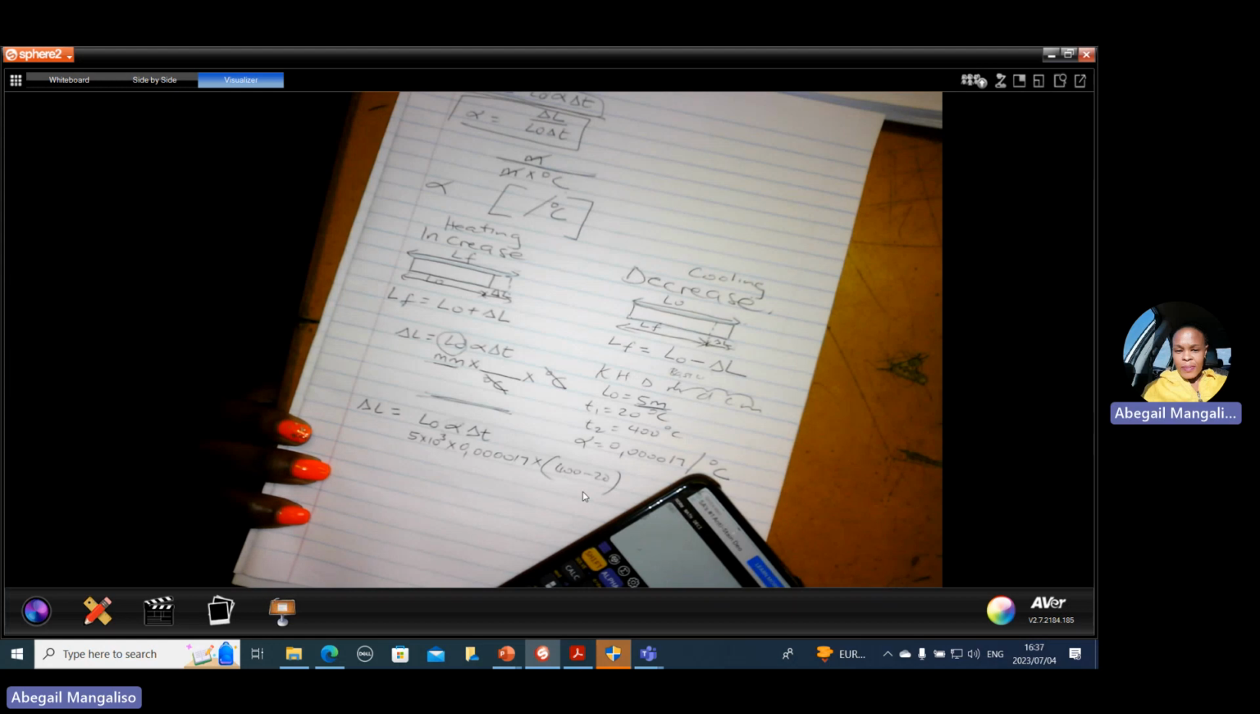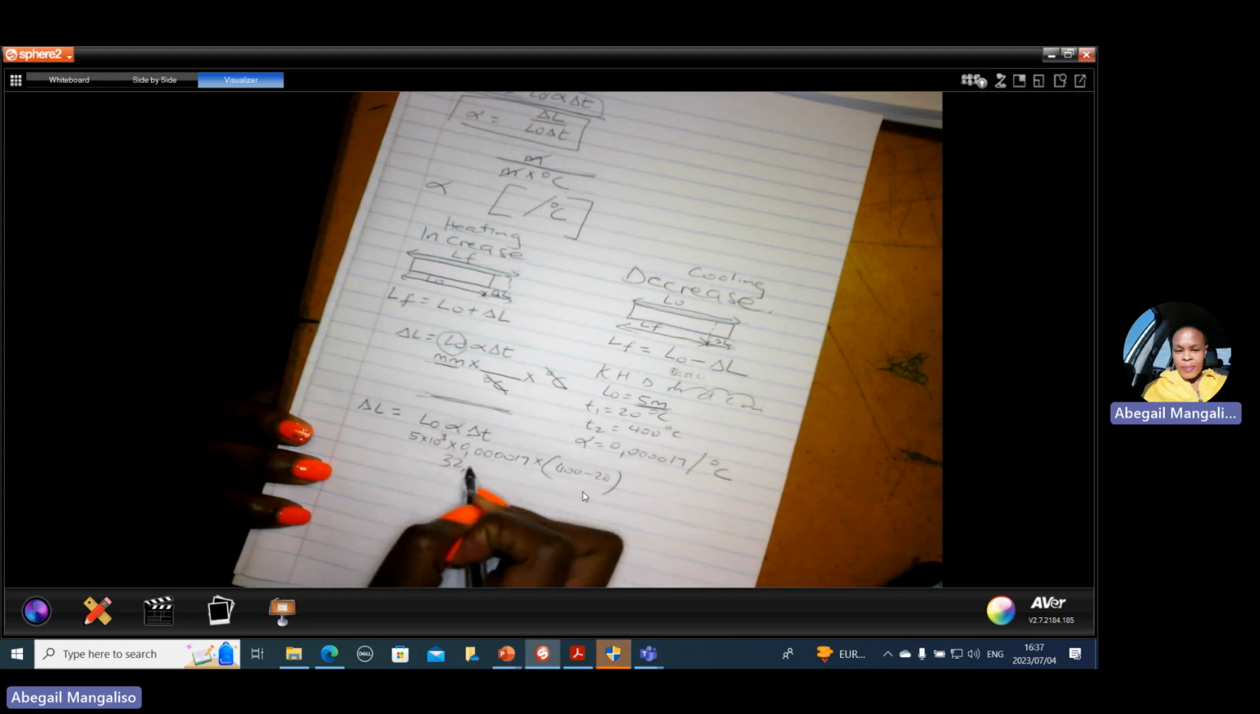It's 5,000 times 0.000017 times 400 minus 20. It's 5,000, which is 5 times 10 to the power 3, multiplied by 0.000017 into 400 minus 20. The answer is 32,3 millimeters, because this one is converted to millimeters.